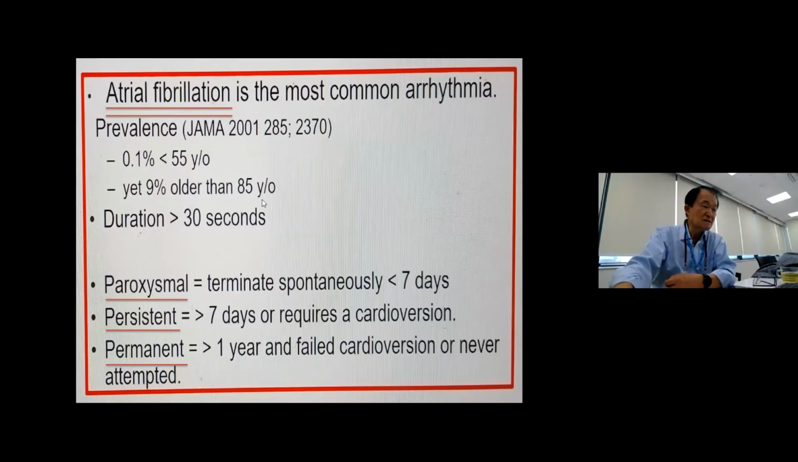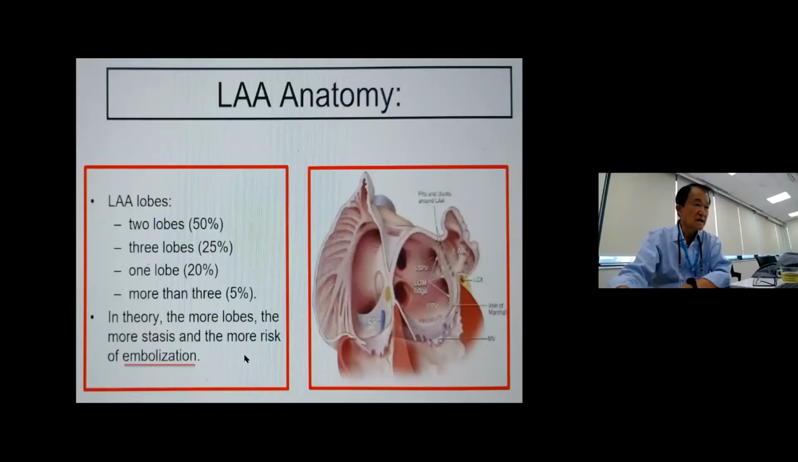Almost 10% of elderly people have it. Here it is very low, but as they say, it lasts 30 seconds, but some minutes to several minutes. And it spontaneously terminates within a week, but some goes on, and then some becomes permanent, so that's a problem.